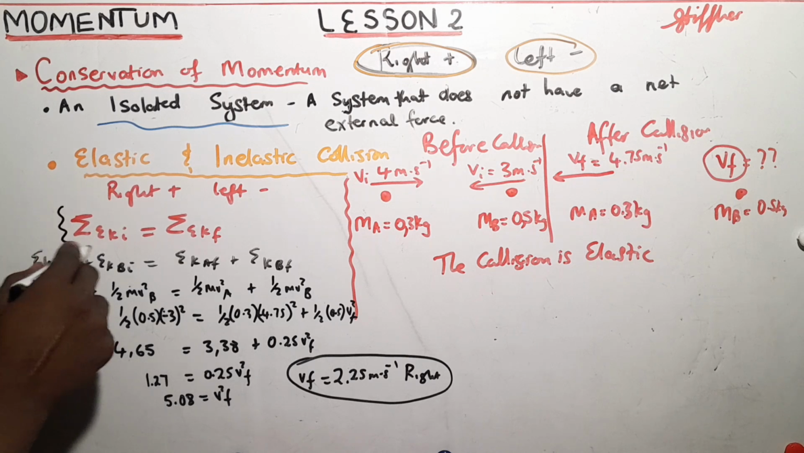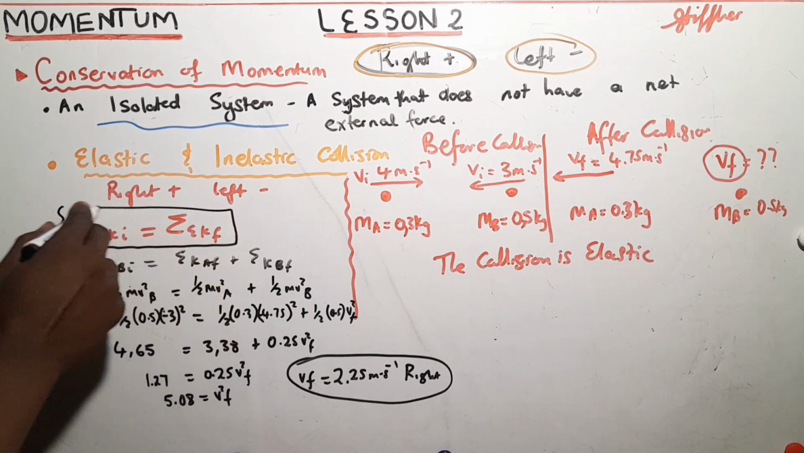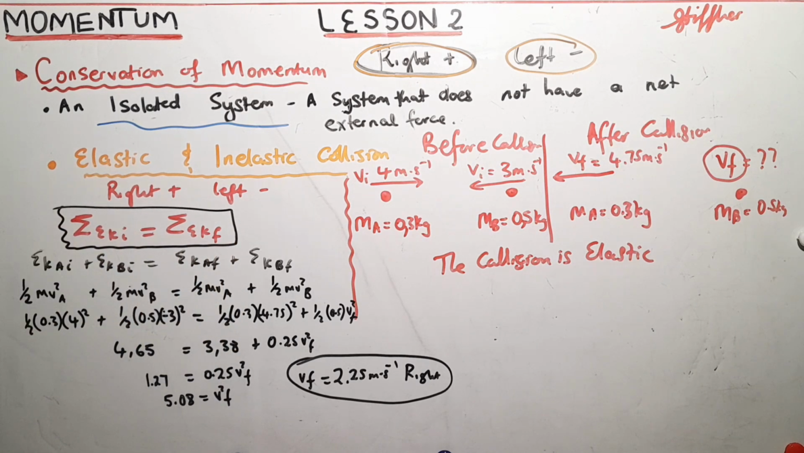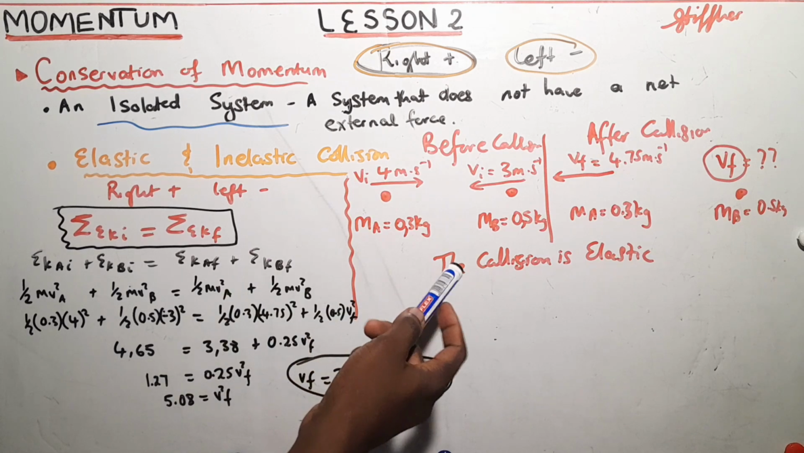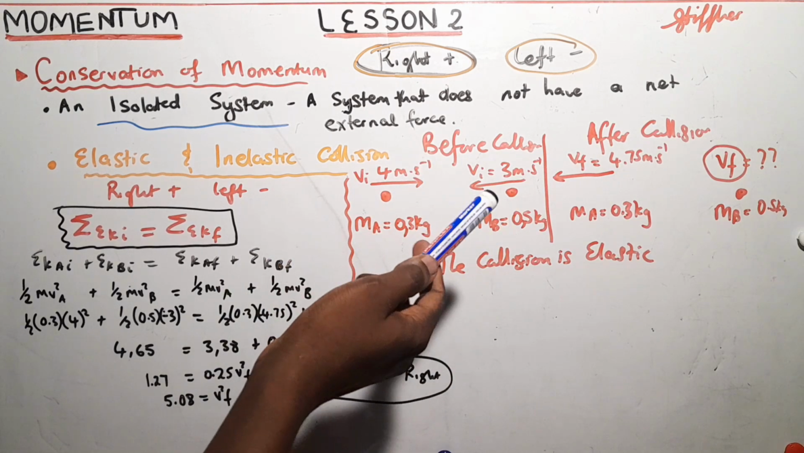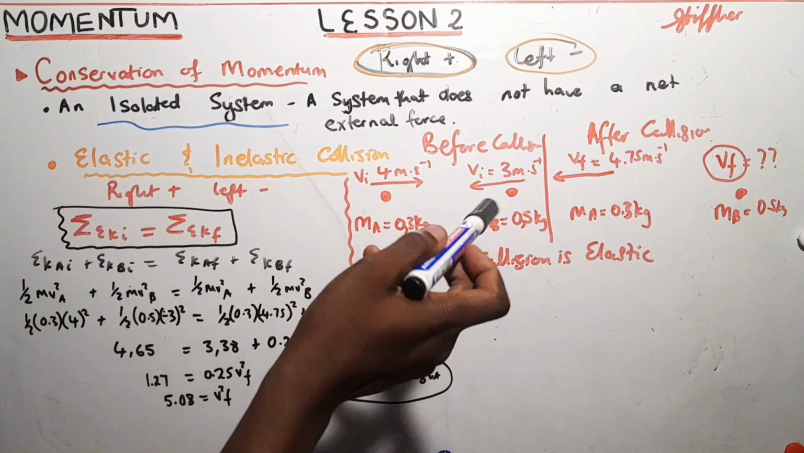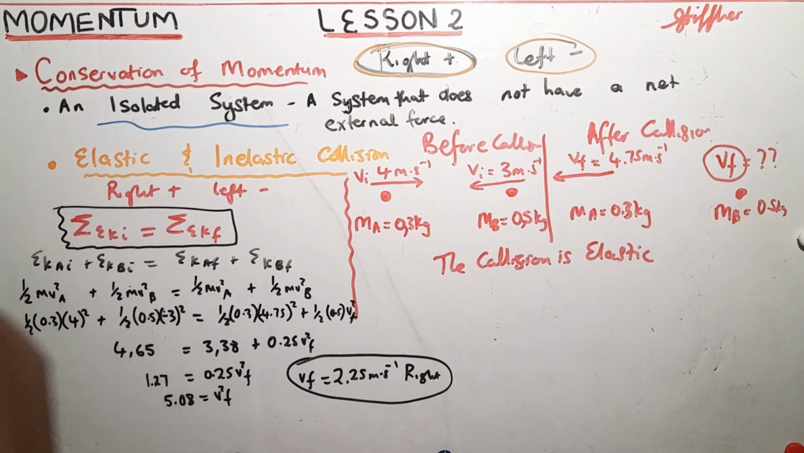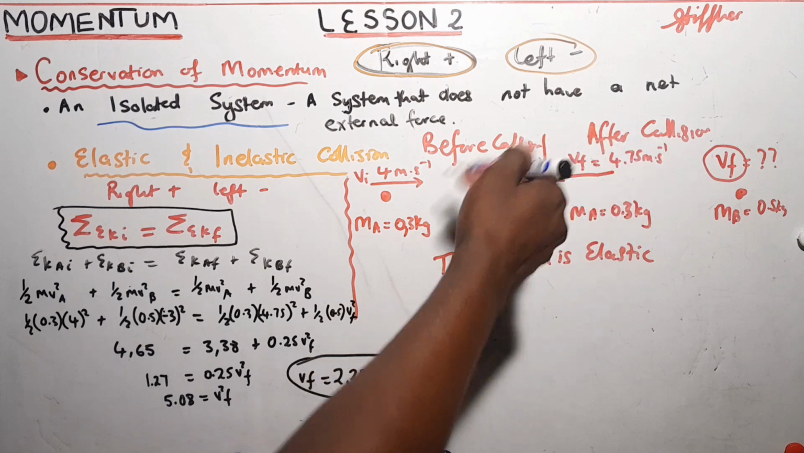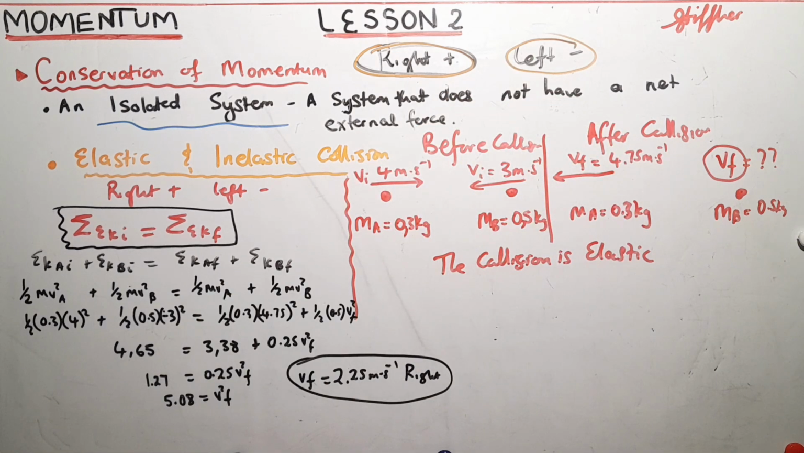So they told us that this was an elastic collision, right? However, you know that if the collision is elastic, you can also use the law of conservation of linear momentum, right? So you can try it out using the law of conservation of linear momentum. This question you can also try using that, right?